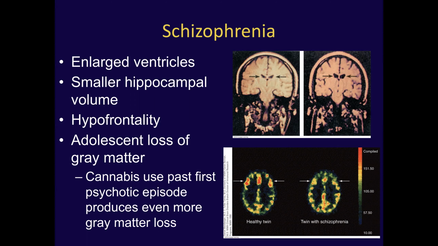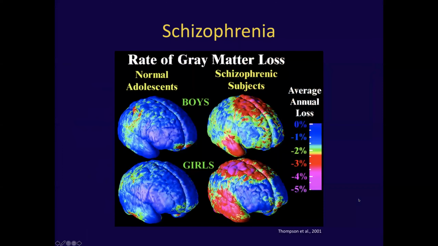And then also adolescent loss of gray matter. And it's been shown that cannabis or marijuana use past first psychotic episode, once someone develops schizophrenia, produces even more loss of gray matter. So this loss of gray matter may explain why schizophrenia typically hits in adolescence or early adulthood.